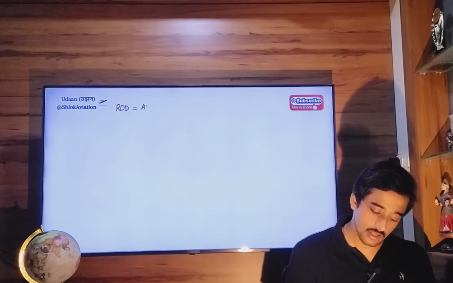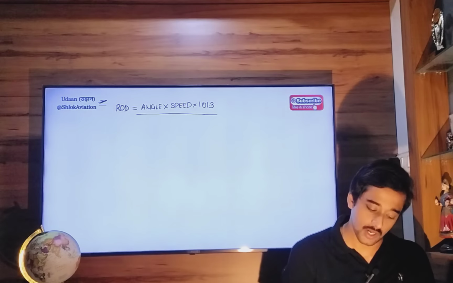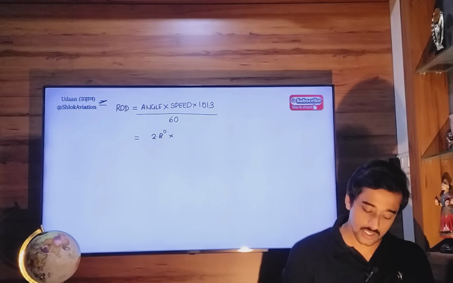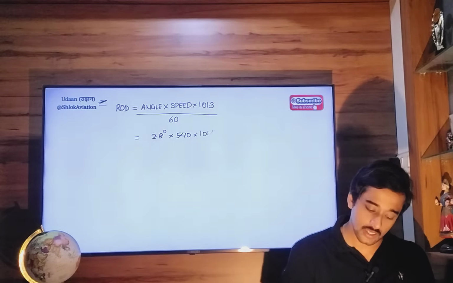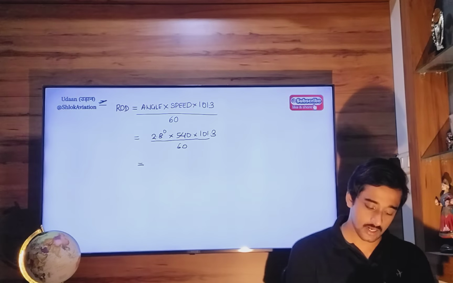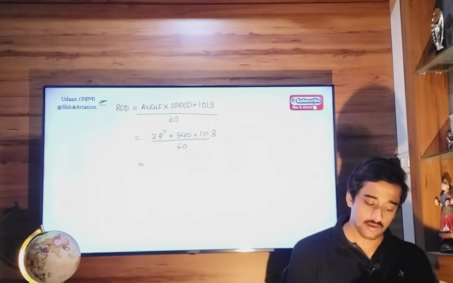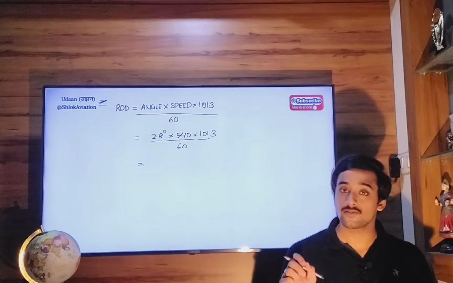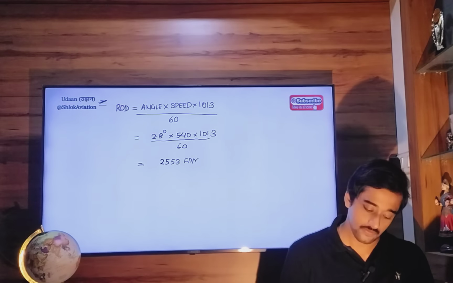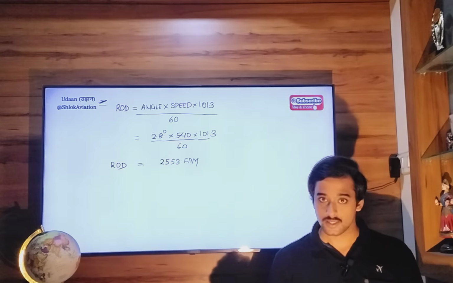Rate of descent equals glide angle into speed into 101.3 feet per minute divided by 60. So 2.8 degrees into 540 knots into 101.3 divided by 60. So 2.8 into 540 into 101.3 divided by 60 is 2552.7. So 2553 feet per minute. Okay, this is your rate of descent.